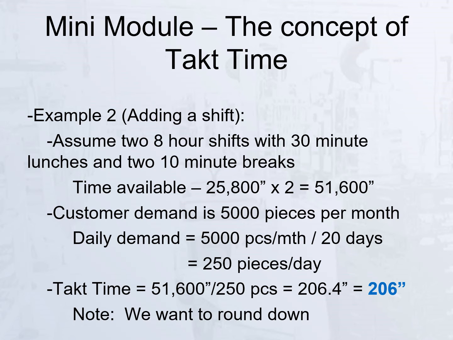Again, customer demand is 5,000 pieces per month. So daily demand is equal to the 5,000 pieces per month divided by 20 days, and that's going to be equal to 250 pieces per day. Tack time in this case, though, with the 2 shifts is equal to 51,600 seconds divided by the 250 pieces, and we come out to 206.4 seconds. And again, if we round down, we come out to 206 seconds.